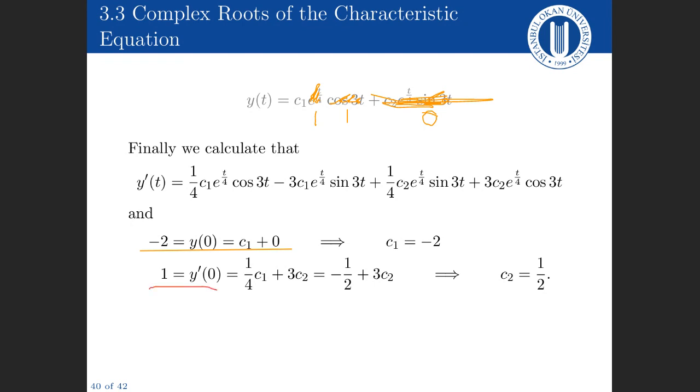y prime(0) must be equal to 1. Let's go through this. E to the power t over 4 is 1. Cos 3t is equal to 1. Sine 3t is equal to 0, so this is all 0. E to the t over 4 is 1, cos 3t is equal to 1. We're left with a quarter C1 plus 3C2, or minus a half plus 3C2, so C2 must be 1/2.